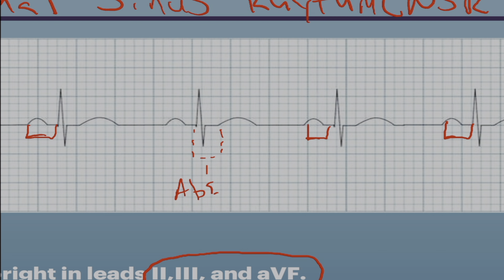During this time, the myocardial cells are going through depolarization, so they're unable to respond to an extra impulse because they haven't repolarized. They're in the middle of their depolarization, so they can't respond. And that's what's occurring in my absolute refractory period. Now my relative refractory period, from the start of that T wave to the end of that T wave, that's my relative refractory period.